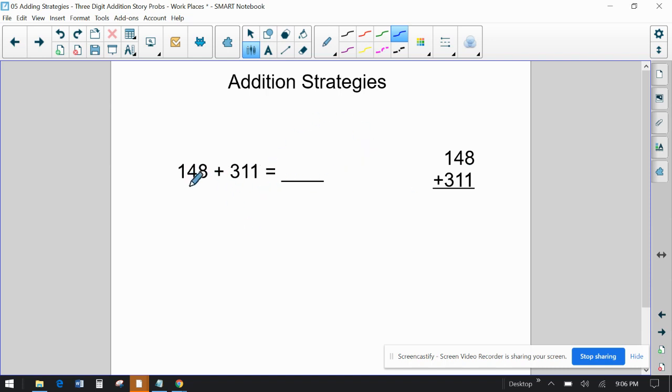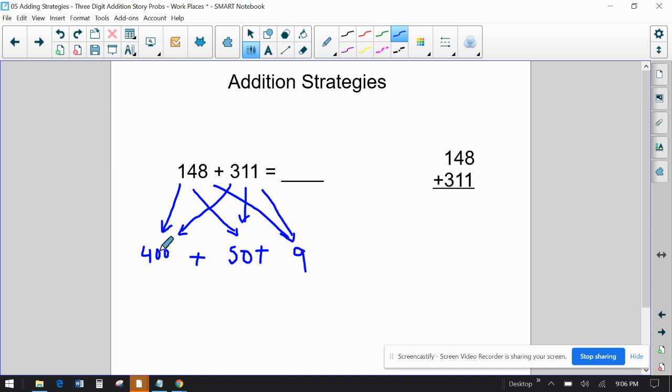For this one, I could break it up into the hundreds. So we have a 300 plus a 100. That would be 400. And then we have our tens. We have a 40 over here plus a 10 here, which would be 50. See how I'm decomposing it. So this might be a strategy that's useful for this problem. And then 8 plus 1 in the ones place is 9, so our answer is 459.